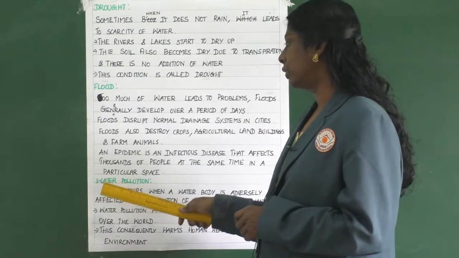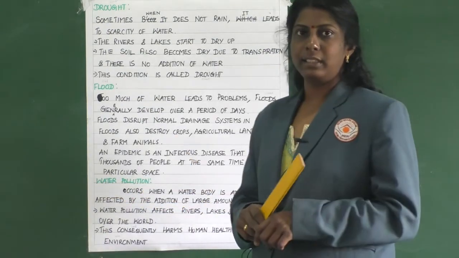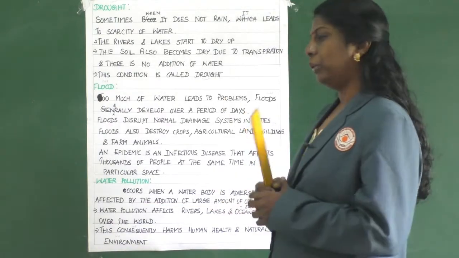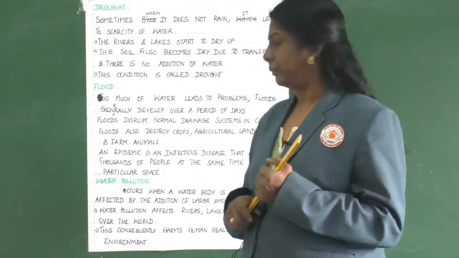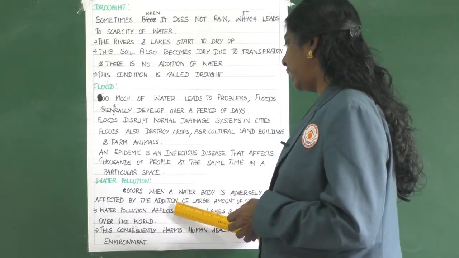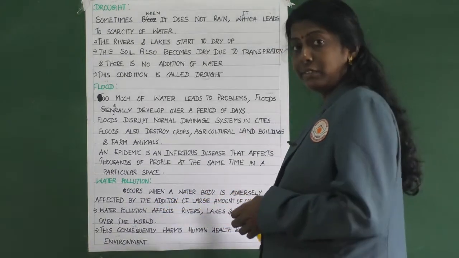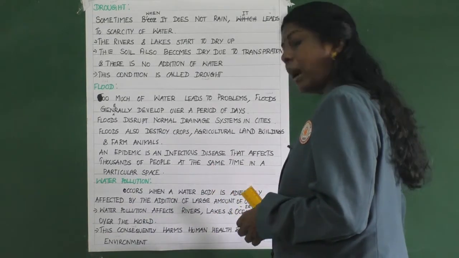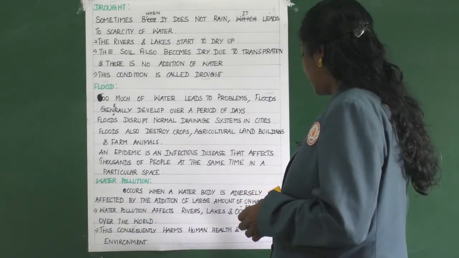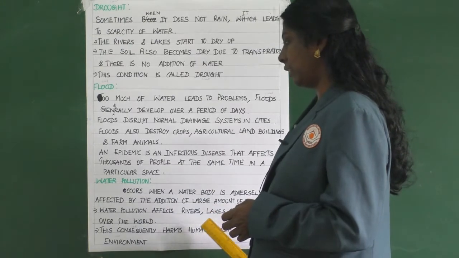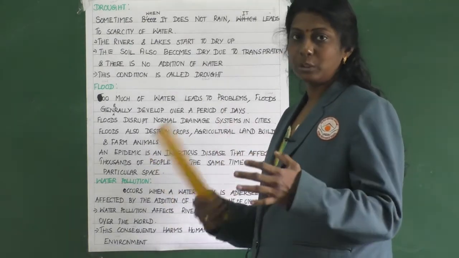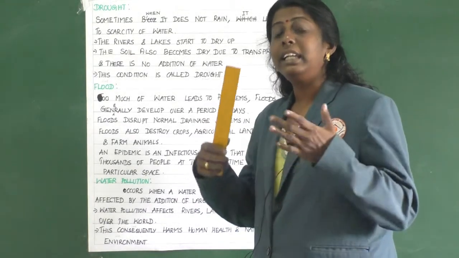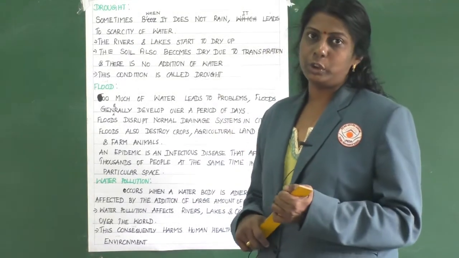Next, let us learn about water pollution. So what is water pollution? It occurs when a water body is adversely affected by the addition of a large amount of unwanted materials into it. So when we are dumping a large amount of unwanted materials in the water, automatically it leads to water pollution.